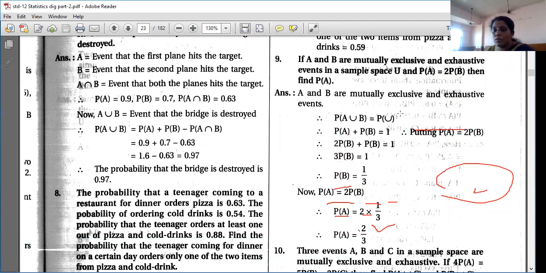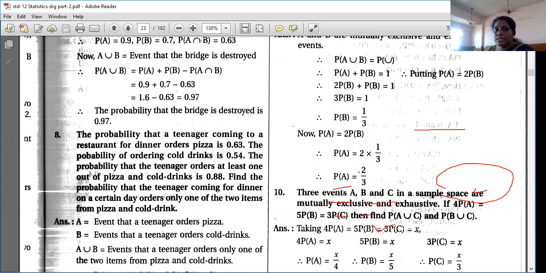Now here you got both the values. What did they tell to find? Find P of A. So you got the answer. P of A is 2 by 3. Okay. Now we'll see the next question. That is question number 10.